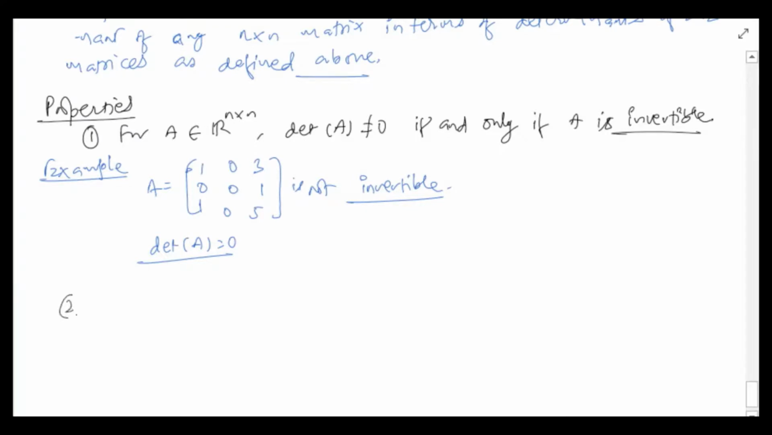The second property is also a related one. We have already seen that a square n cross n matrix A is invertible if and only if its rank is n. We can combine this statement with the previous property to say that for an n cross n matrix A, determinant of A is non-zero if and only if rank of A is n.